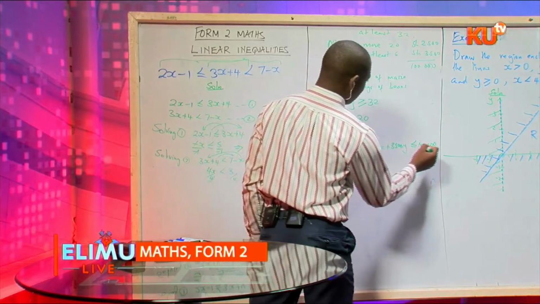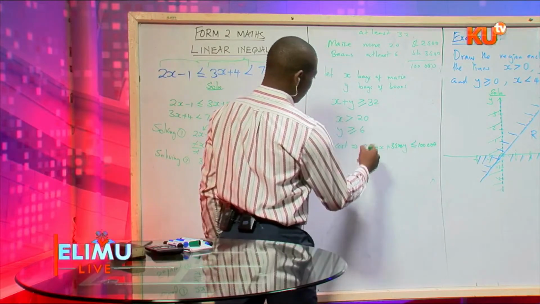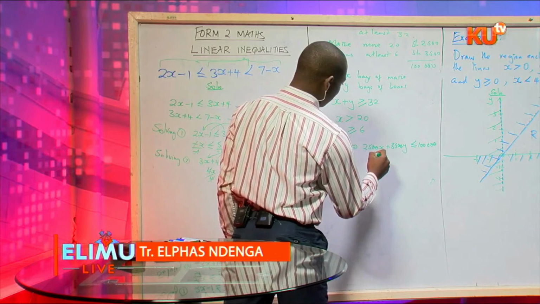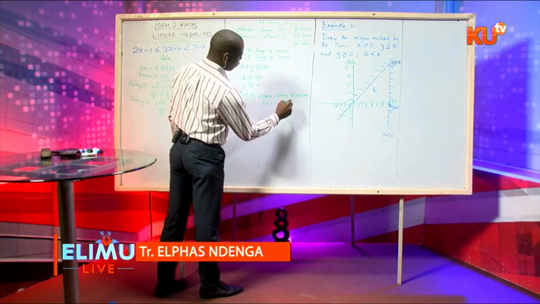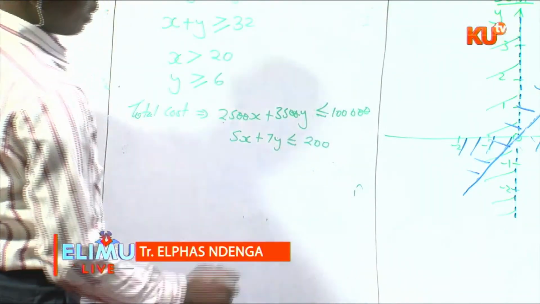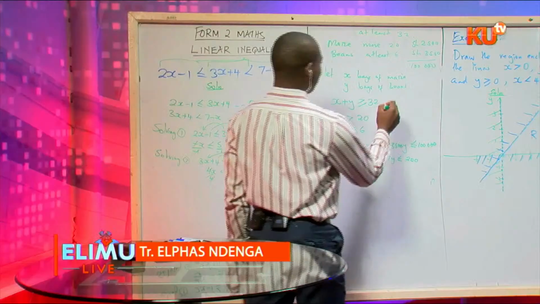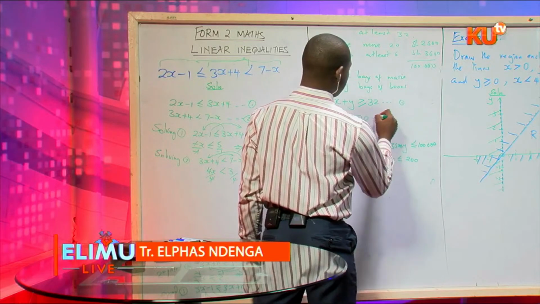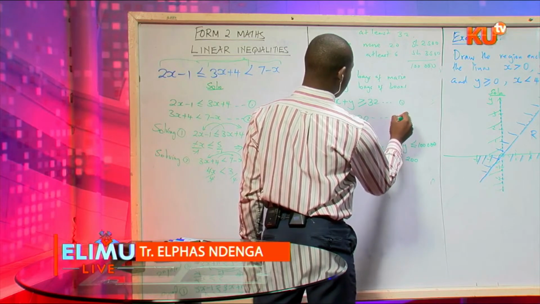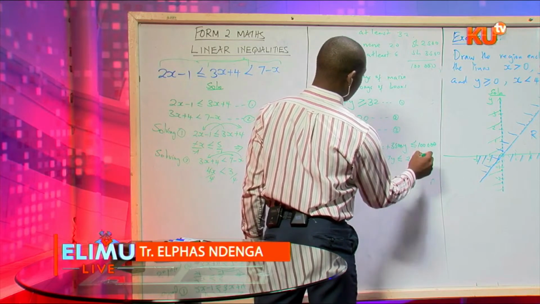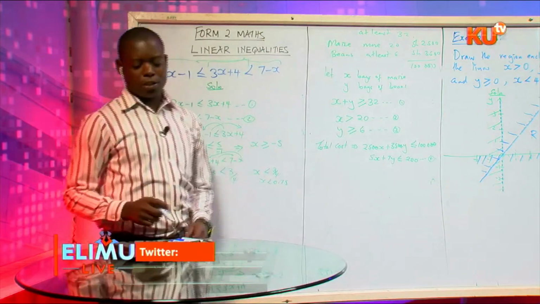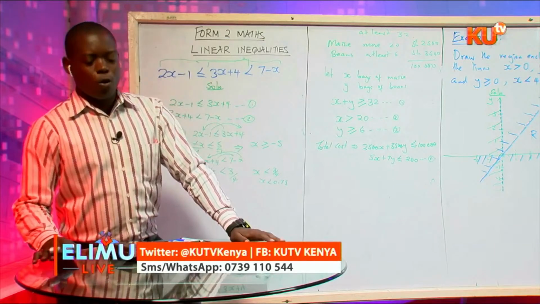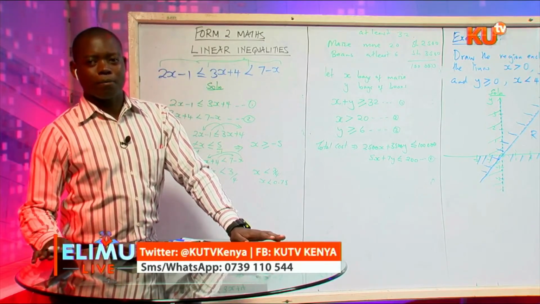Then we simplify this, cancel out. Dividing by 5, that gives us 5x plus 7y less than or equal to 200. So these are the 4 inequalities: the first one, the second one, the third inequality, and the fourth inequality. And that question was 4 marks. So for each of the inequality, you score 1 mark.